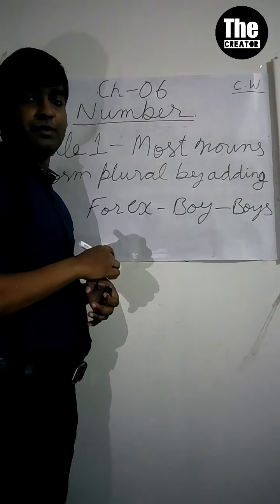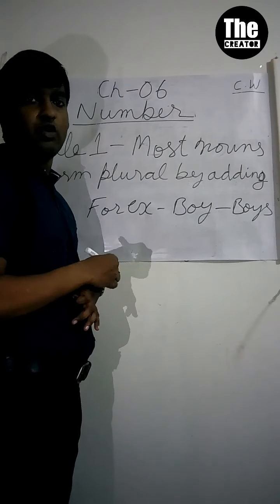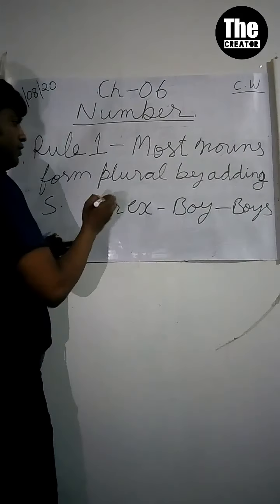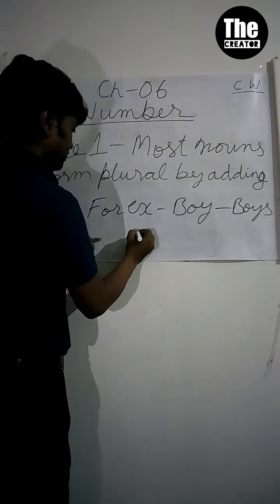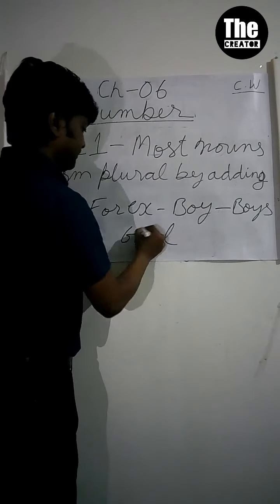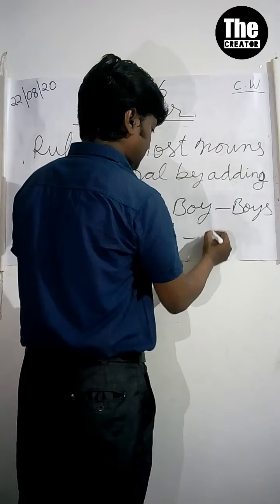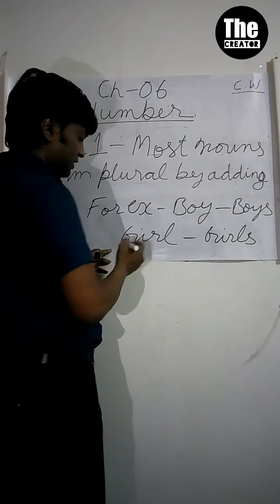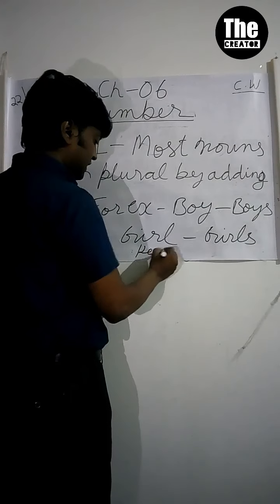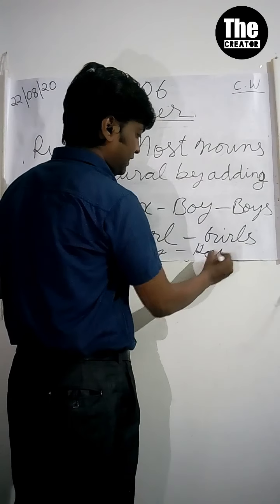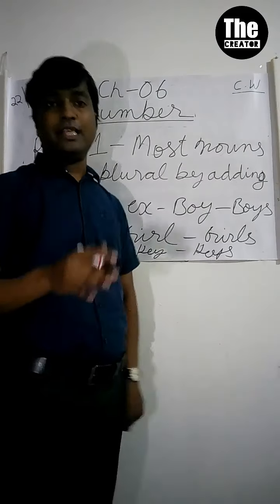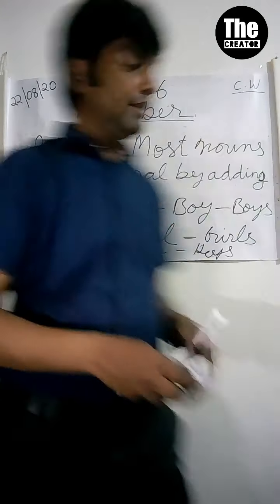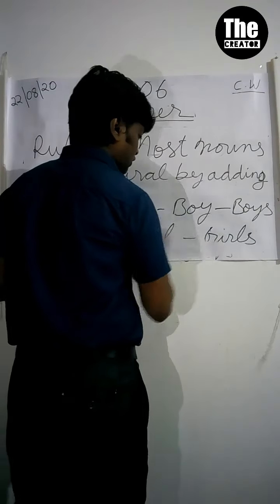Got it? Now similarly, if we talk about another example, girl. Girl becomes girls. You just need to add s. And another example, if we talk about key, you just need to add s over there, then key becomes keys. Got it? So these were some of the examples for rule number 1. Let's talk about rule number 2 quickly.